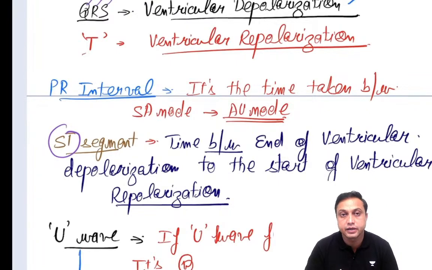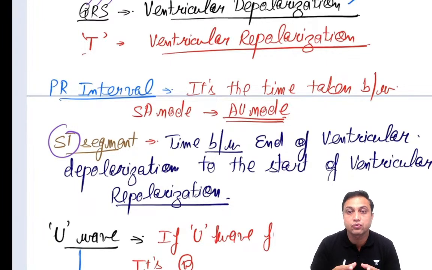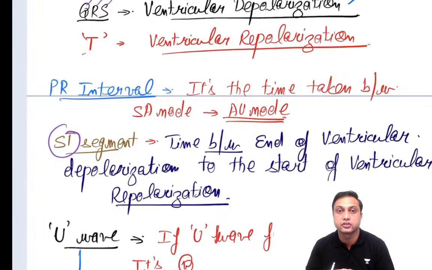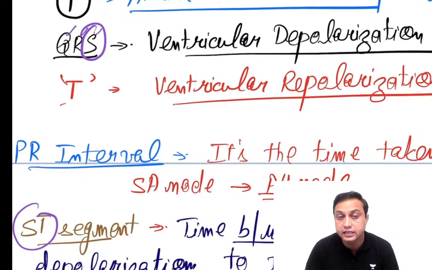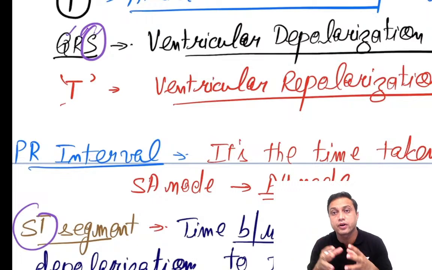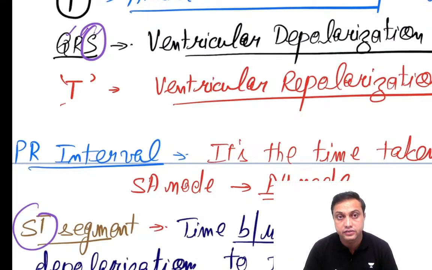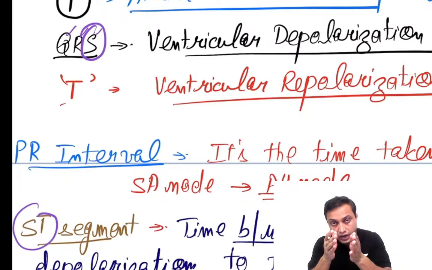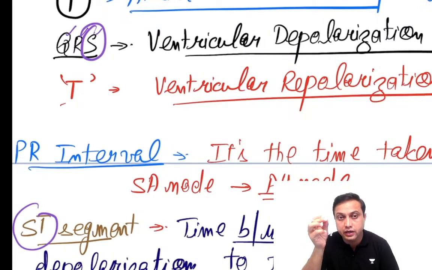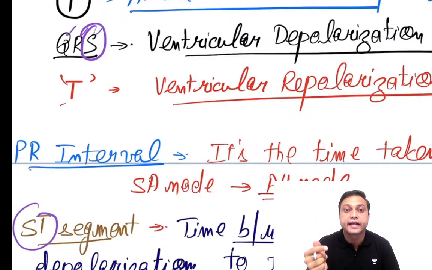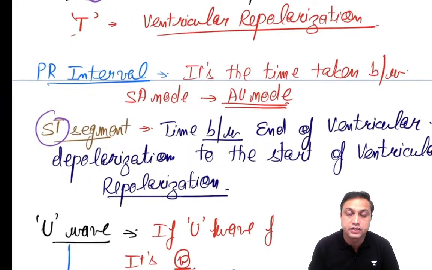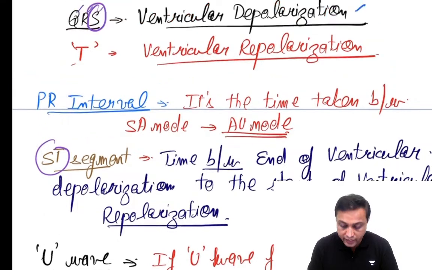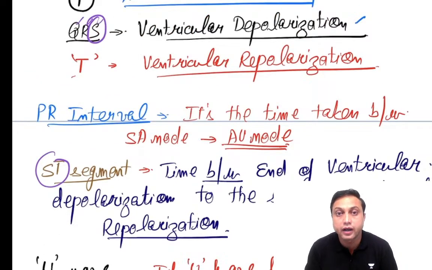Then after QRS, you can easily calculate the ST segment. What is this ST segment? This ST segment is the time between the ventricular depolarization and the start of the ventricular repolarization. As I just told you, this S in the ECG is the last phase of the ventricular depolarization. After the end of the depolarization, it will take a little bit of time to get relaxed, and that relaxation time will be represented by the ST segment.